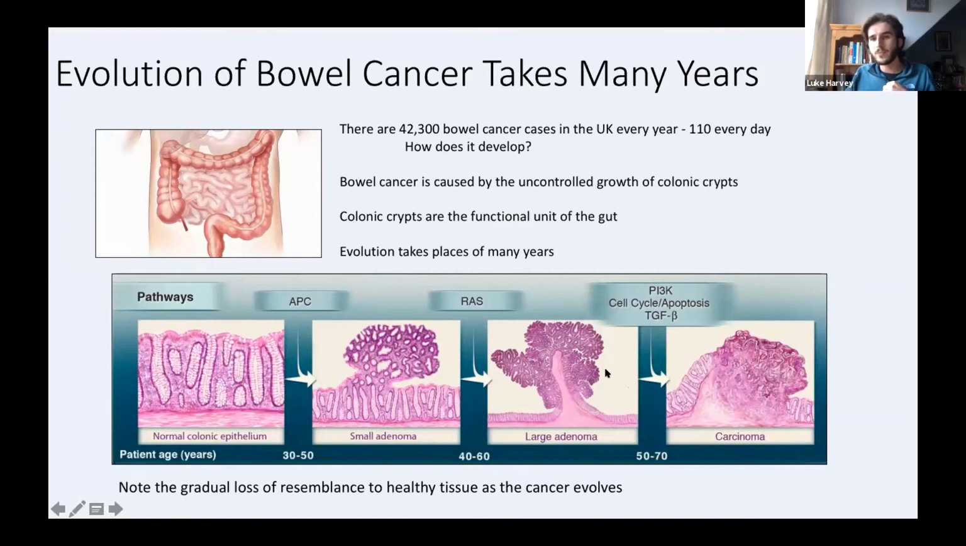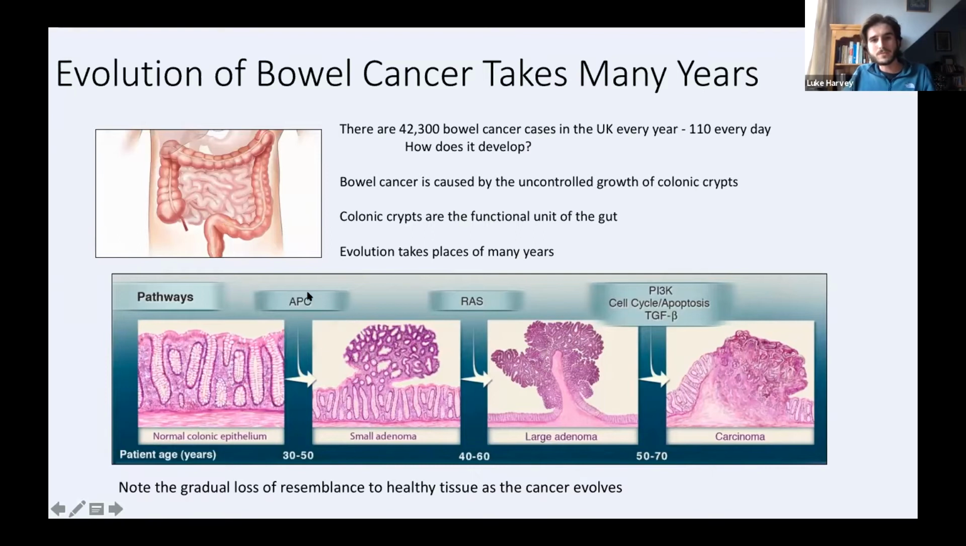And eventually, through a whole range of series of further mutations, we have full-blown carcinomas forming with this very irregular invasive growth pattern you can see in the bottom right. But if you look at the ages of when these mutations are likely to occur, you can see that this can happen over a period of nearly 40 years, from 30 to 70, which is a very, very long time.